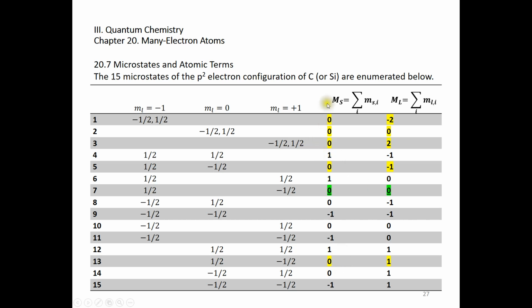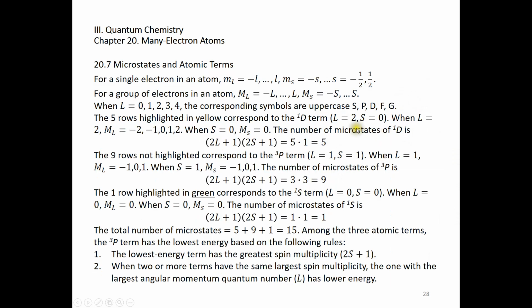Alright, again, we need to look at M sub S and M sub L at the same time. M sub S is just 0, 0, 0, 0, 0. Therefore, S is 0. M sub L is a series of numbers from negative 2, negative 1, 0 to 1 and 2. So we have a combination of S is 0, L is 2. And over here we write 1D. D is a symbol for L equals 2. That's the atomic term for the 5 rows highlighted in yellow.